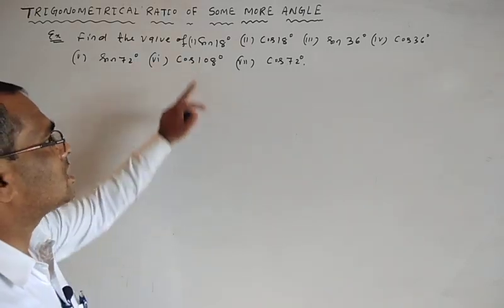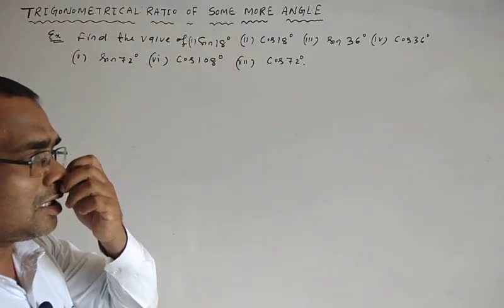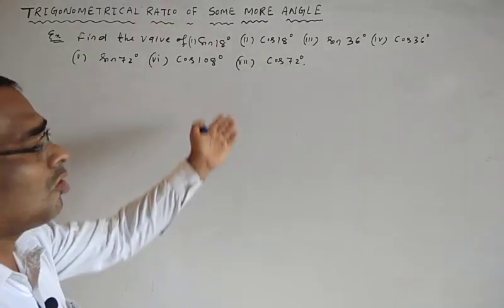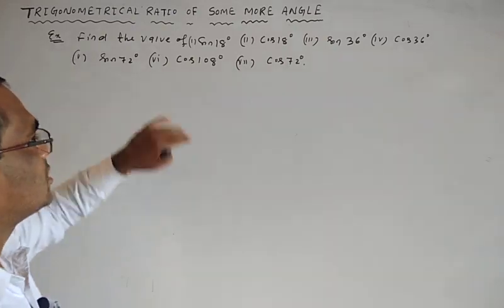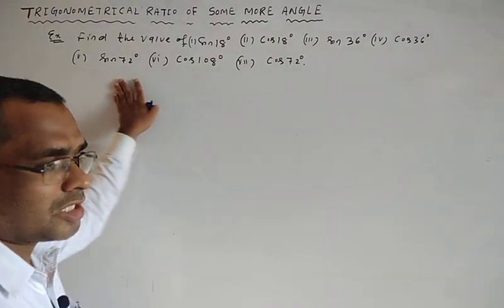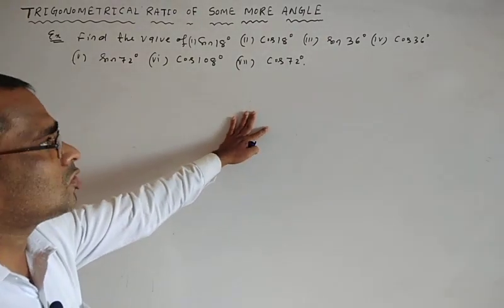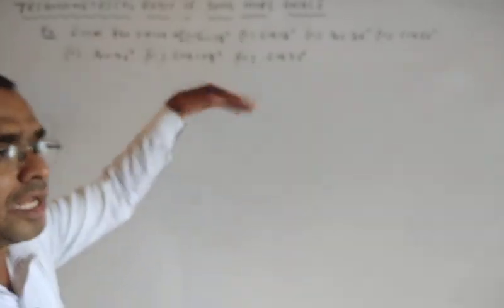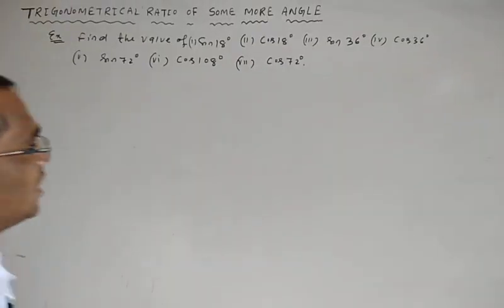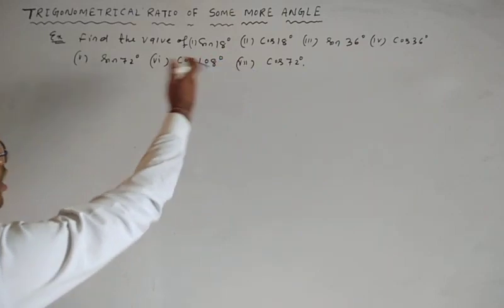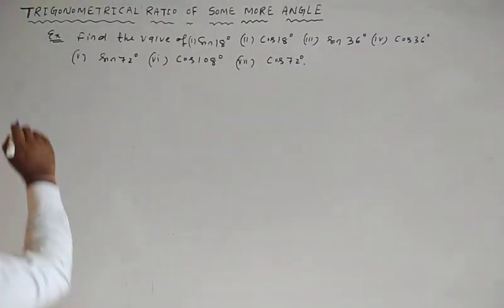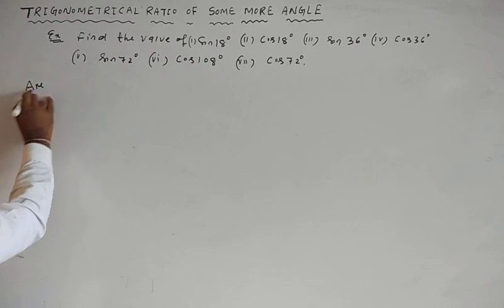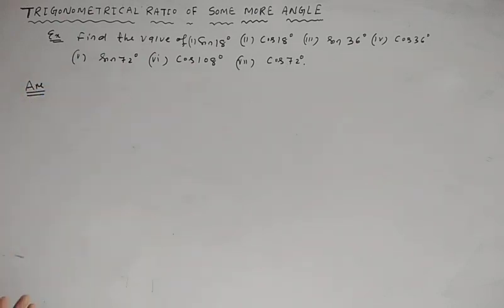If we find sin 18 degree, then it will be easy to calculate cos 18 degree, sin 36 degree, cos 36 degree, sin 72 degree, etc. Okay, so first we find sin 18 degree, then the others will be easy to calculate by using sin 18 degree. So how to find sin 18 degree?